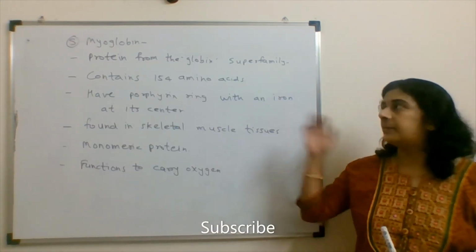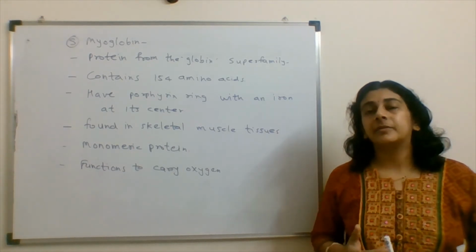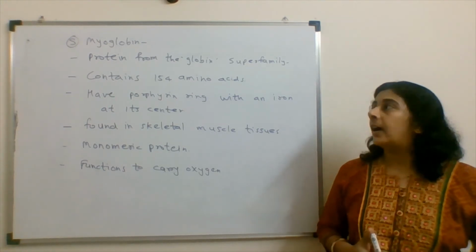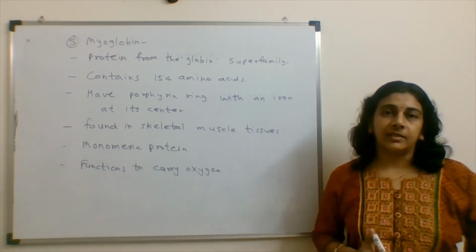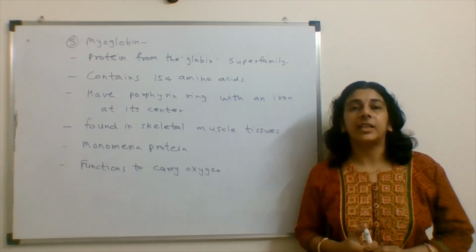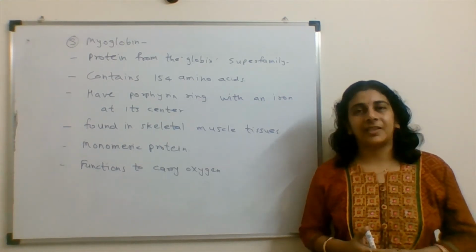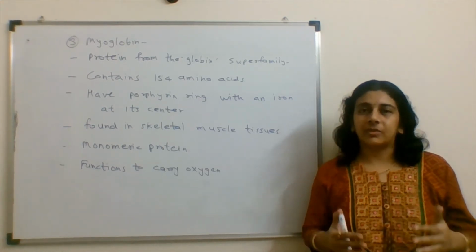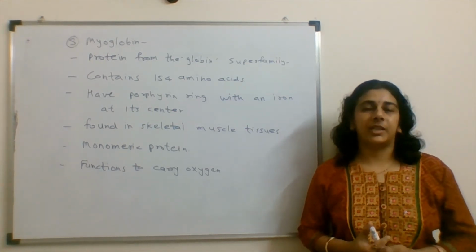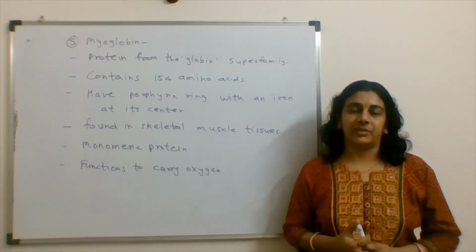And the last one is myoglobin. It's an oxygen carrying protein which is there in muscle. It functions in skeletal muscle to carry oxygen. It's a monomeric protein. It doesn't have subunits like hemoglobin. We always study hemoglobin and myoglobin simultaneously, but hemoglobin has 4 subunits, and myoglobin does not have subunits. It's a monomeric protein and it is made up of 154 amino acids.